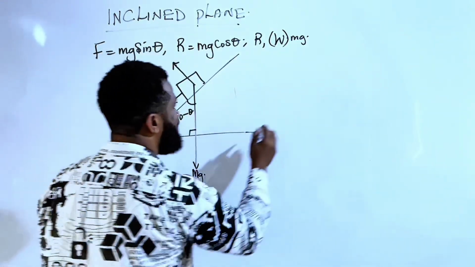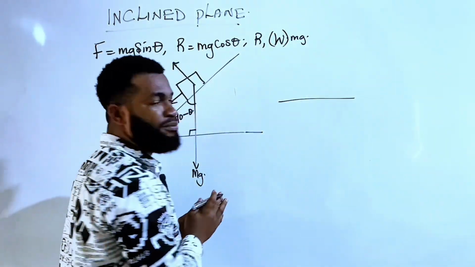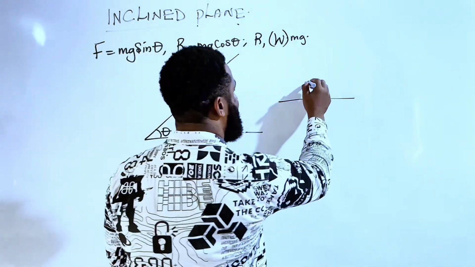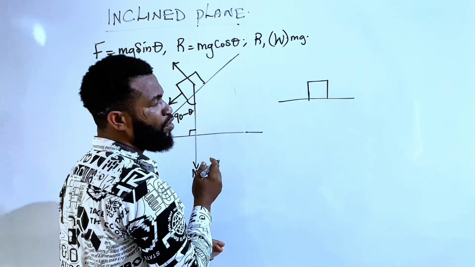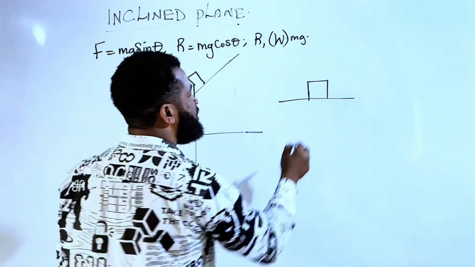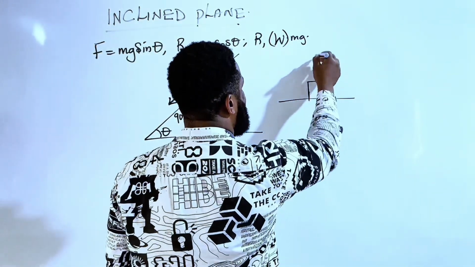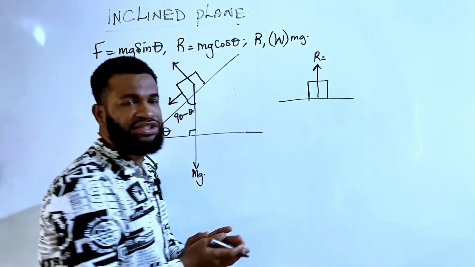Because this inclined plane was just a normal plane on the floor, and this body weight is lying on it or is placed on the plane. This is the normal reaction, R. Why do we say it's normal reaction?